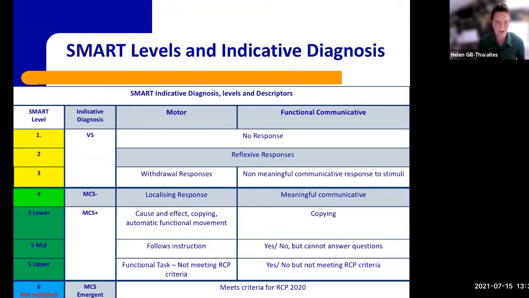So you have localizing motor responses or a meaningful communicative expression. And then you can see the different levels there for MCS, and that's lower, mid, and upper, each of those. We have got more detail on what fits into each, but that's an overview. And 6 is not validated, but it's when it can be confirmed by another team member that the responses seen meet the criteria. Okay, thanks, Karen.